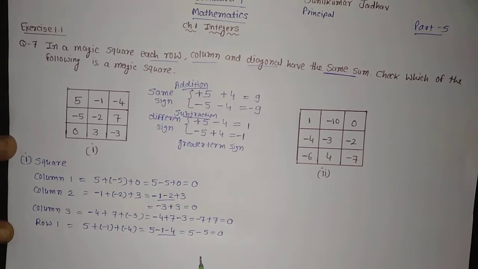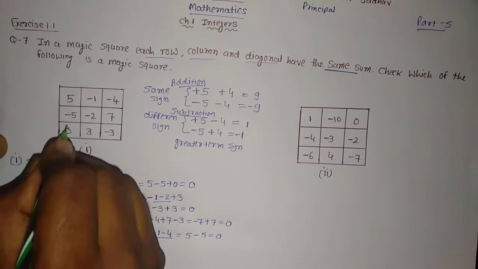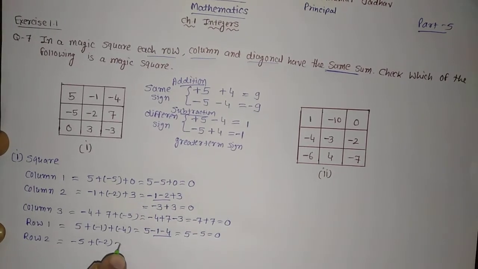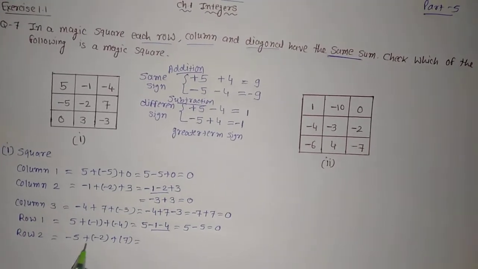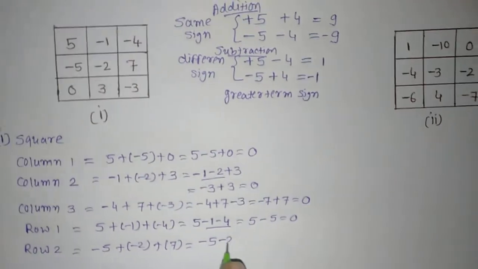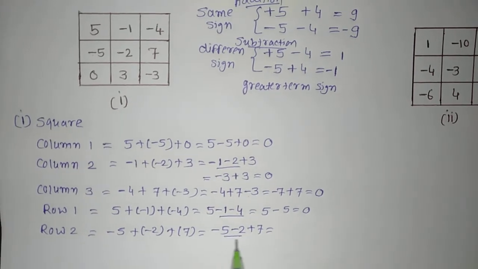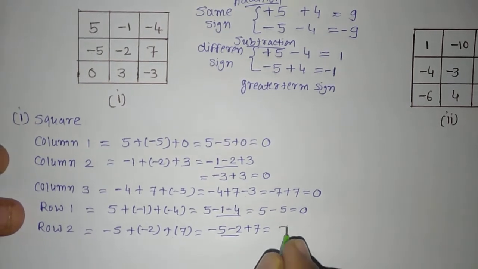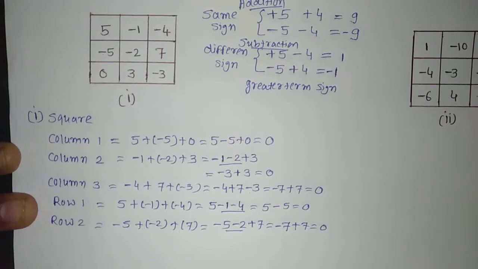All columns have the answer 0. Row 2 we will go for. Row number 2. It is minus 5 plus minus 2 plus 7. Minus plus will be minus. Minus 5 minus plus minus 2 plus 7. You can see again 2 terms have the same sign. So 5 and 2 we will add and keep the minus sign. So 5 plus 2 is 7, that is minus 7. This is plus 7. Minus 7 plus 7 is also equal to 0.